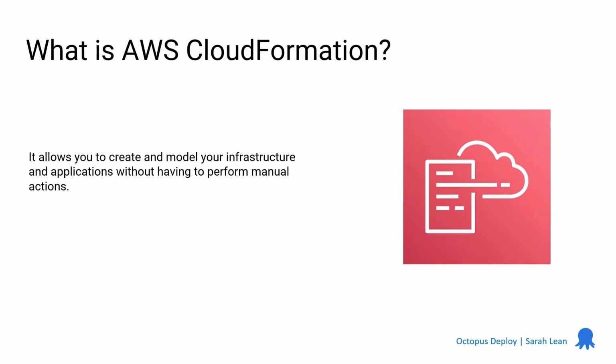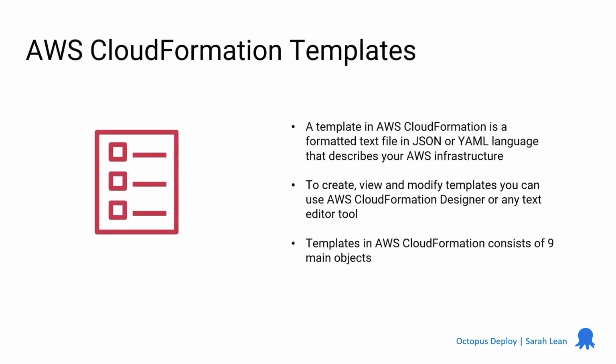Now, when I've been researching AWS CloudFormation, I've learned a few things about how the templates are actually made up. So if we have a look at them, you can actually write your AWS CloudFormation templates in 2 different languages. So you have a choice here. You can either use JSON or you can use YAML as the language within your template.